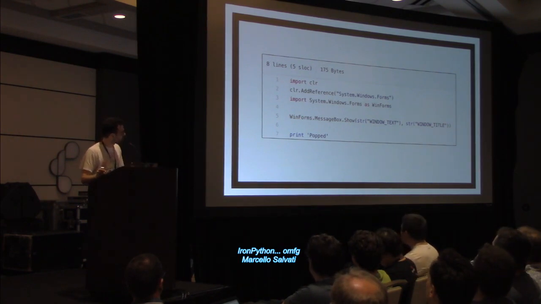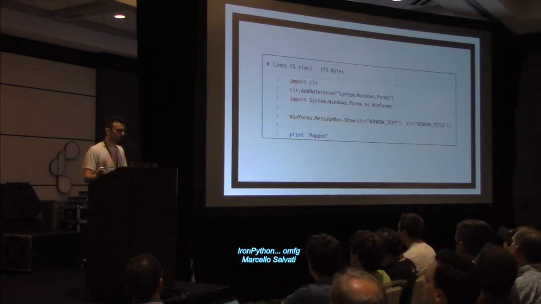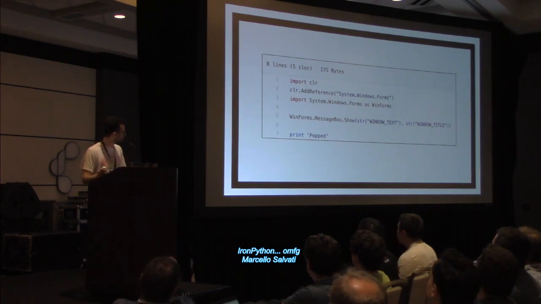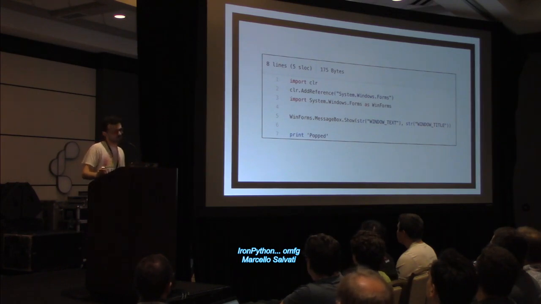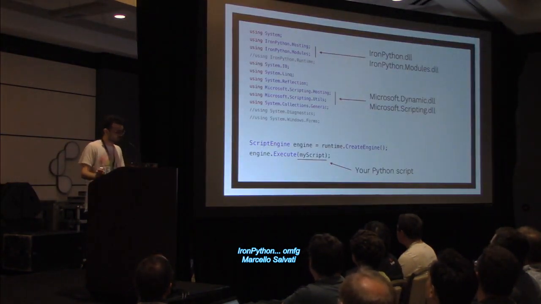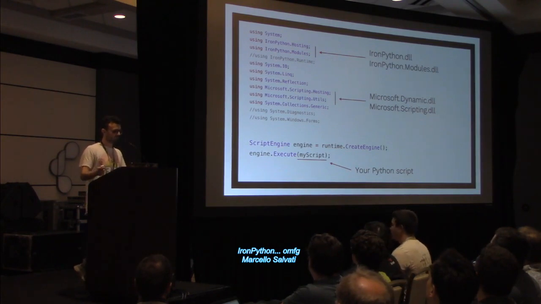This is the simplest thing I could come up with. Import clr, which is basically how you add references to assemblies in IronPython. Import clr, clr.AddReference System.Windows.Forms, and this just pops a message box. Pretty simple, right? I just want this to run. I just want to see a message box.